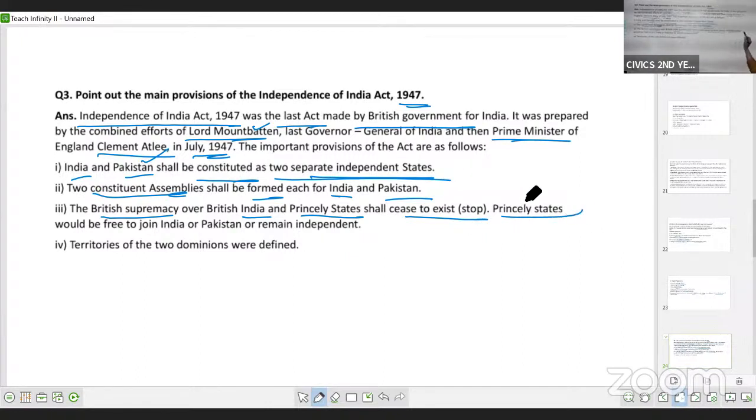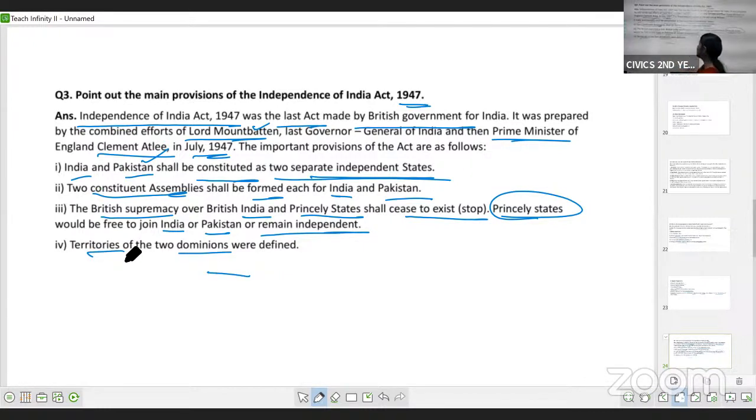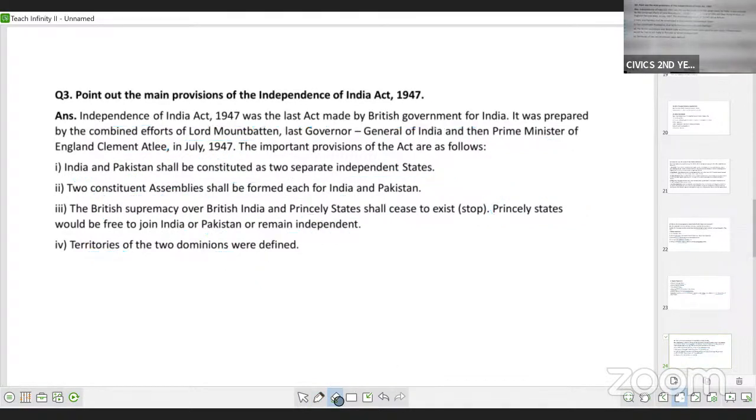And these princely states like Gwalior, Kashmir, Mysore, Hyderabad, these were the princely states. They were free to join India or Pakistan or remain independent. That's why Nizam of Hyderabad wanted to remain independent. And territories of two dominions, that is territory of both the states, were defined. This was your Independence Act of 1947.